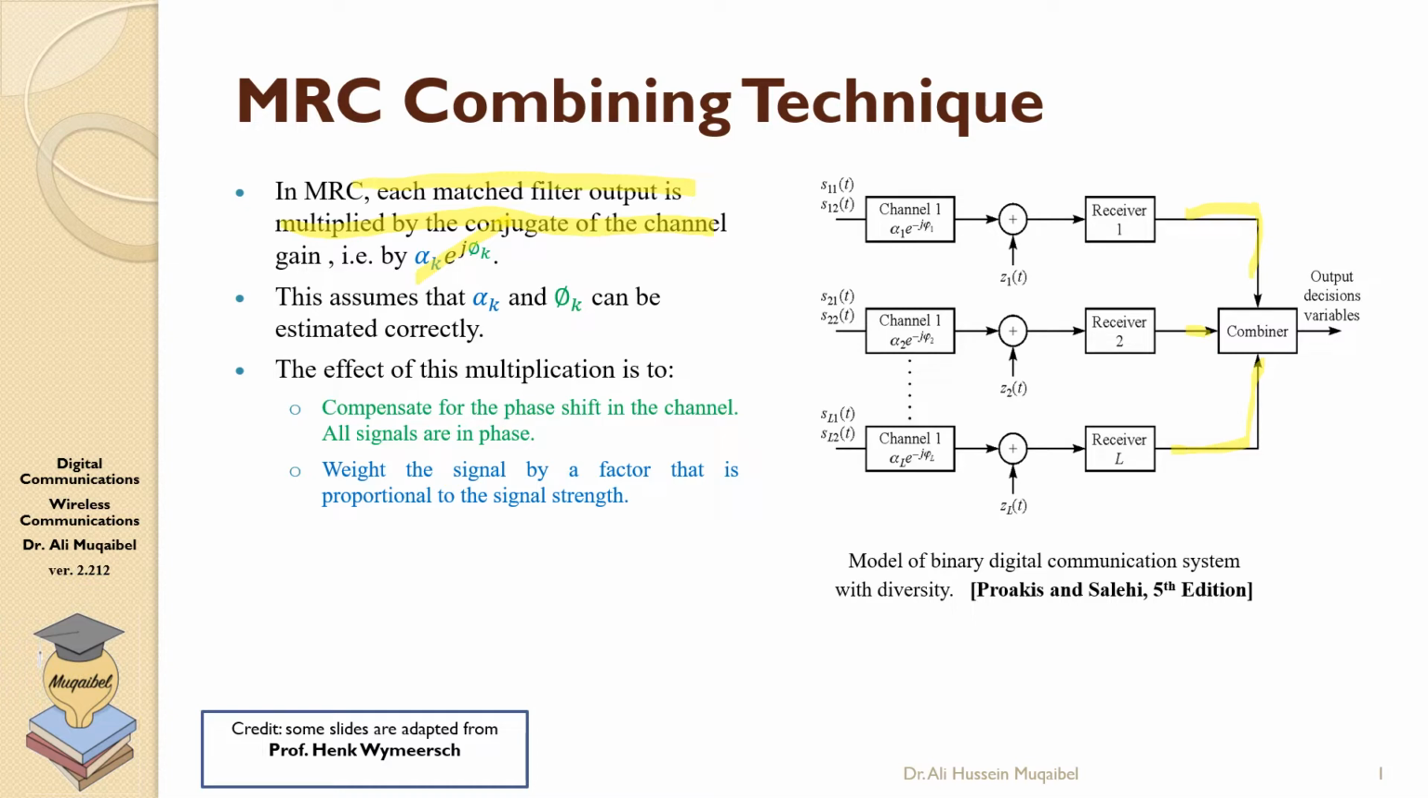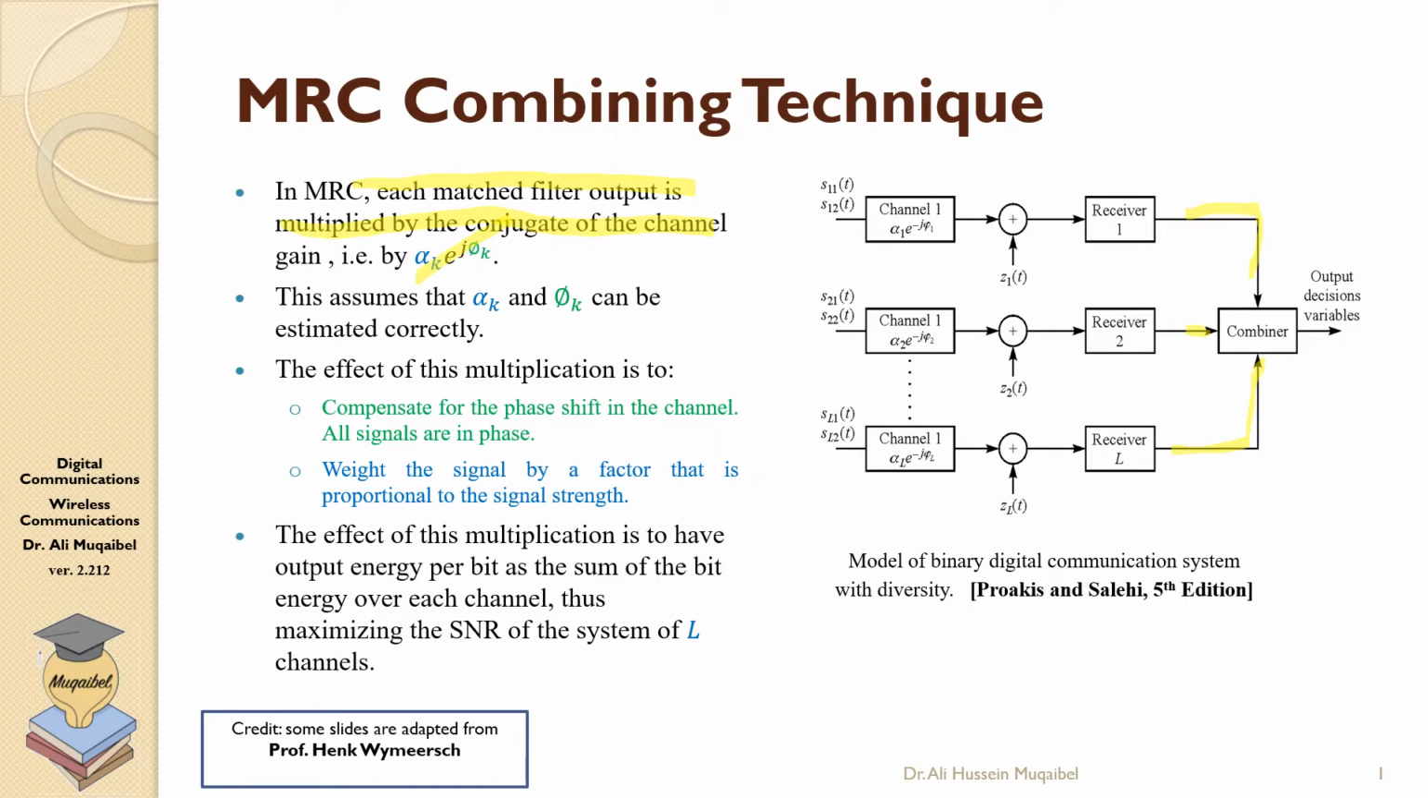The effect of this multiplication, for the green, for the phase, you multiply by the conjugate. It means every branch is going to be adjusted accordingly, and for the weight, the signal will be scaled by a factor that's proportional to the signal strength. So a strong signal will have more weight, weak signals will have less weight.